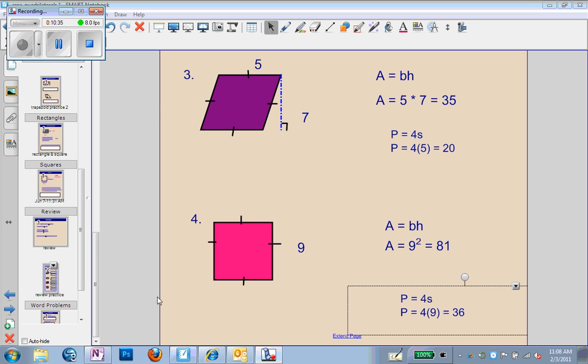The area for a square is base times height, or side squared. So you get 9 squared, which is 81. The perimeter is going to be 4 times the length of one side, since all the sides are congruent and there's 4 sides, and 4 times 9 is 36.